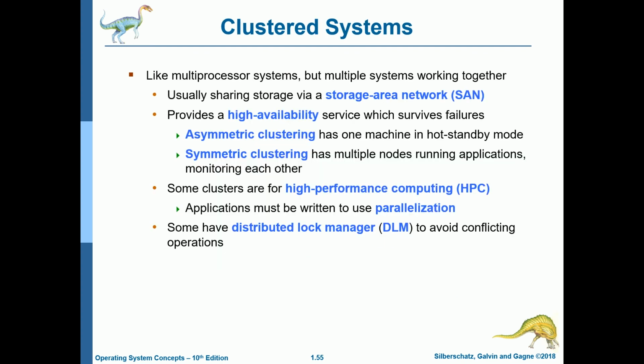Now going further with this, we can start viewing these as a clustered system, and this works like a multiprocessor system, but with multiple systems working together. You can share storage via a system called a Storage Area Network, or a SAN. Cluster systems provide a high availability of services which survive these failures. And just like before, we have asymmetric clustering, which has one machine in what's called hot standby mode, and symmetric clustering, which has multiple nodes running applications monitoring each other.